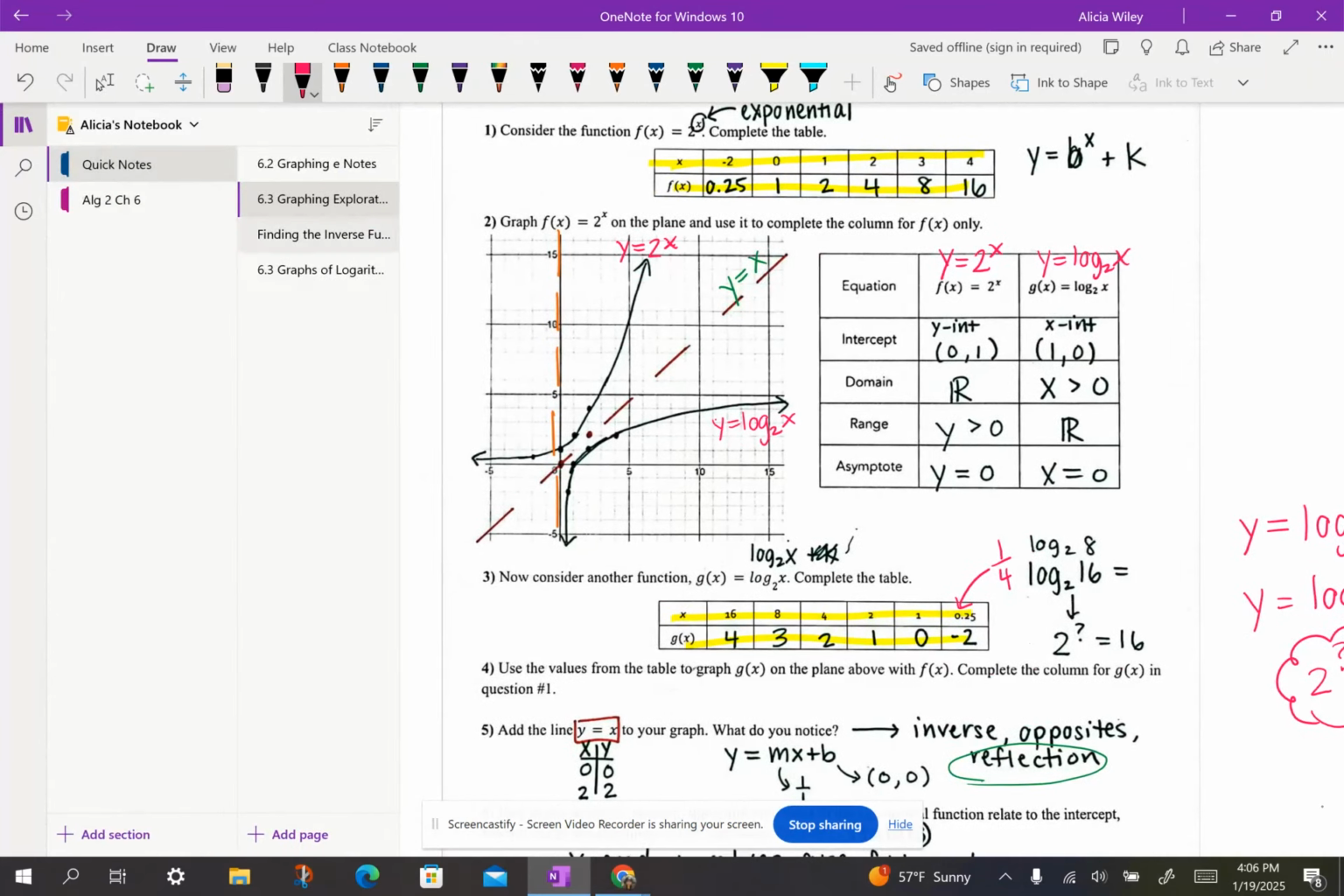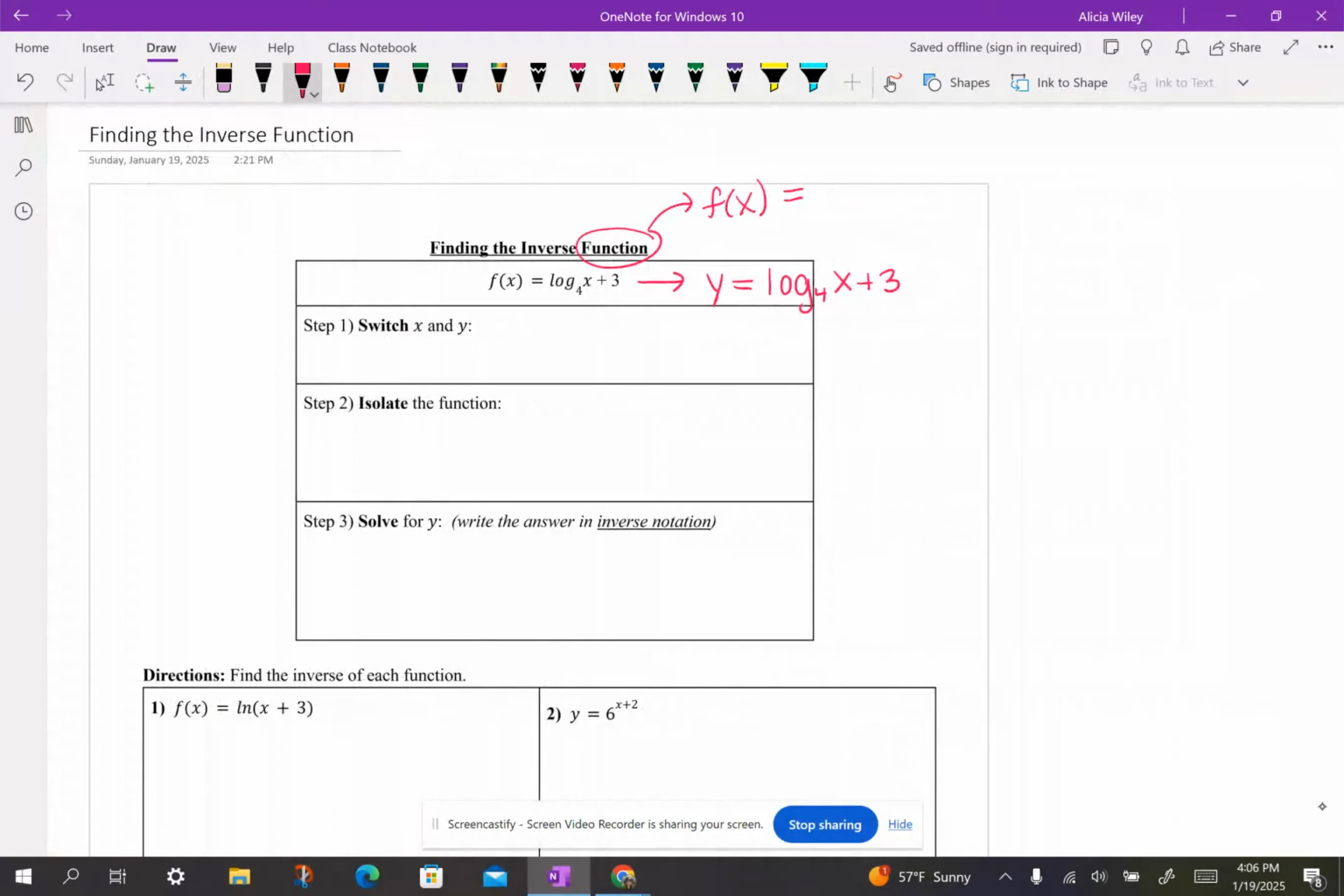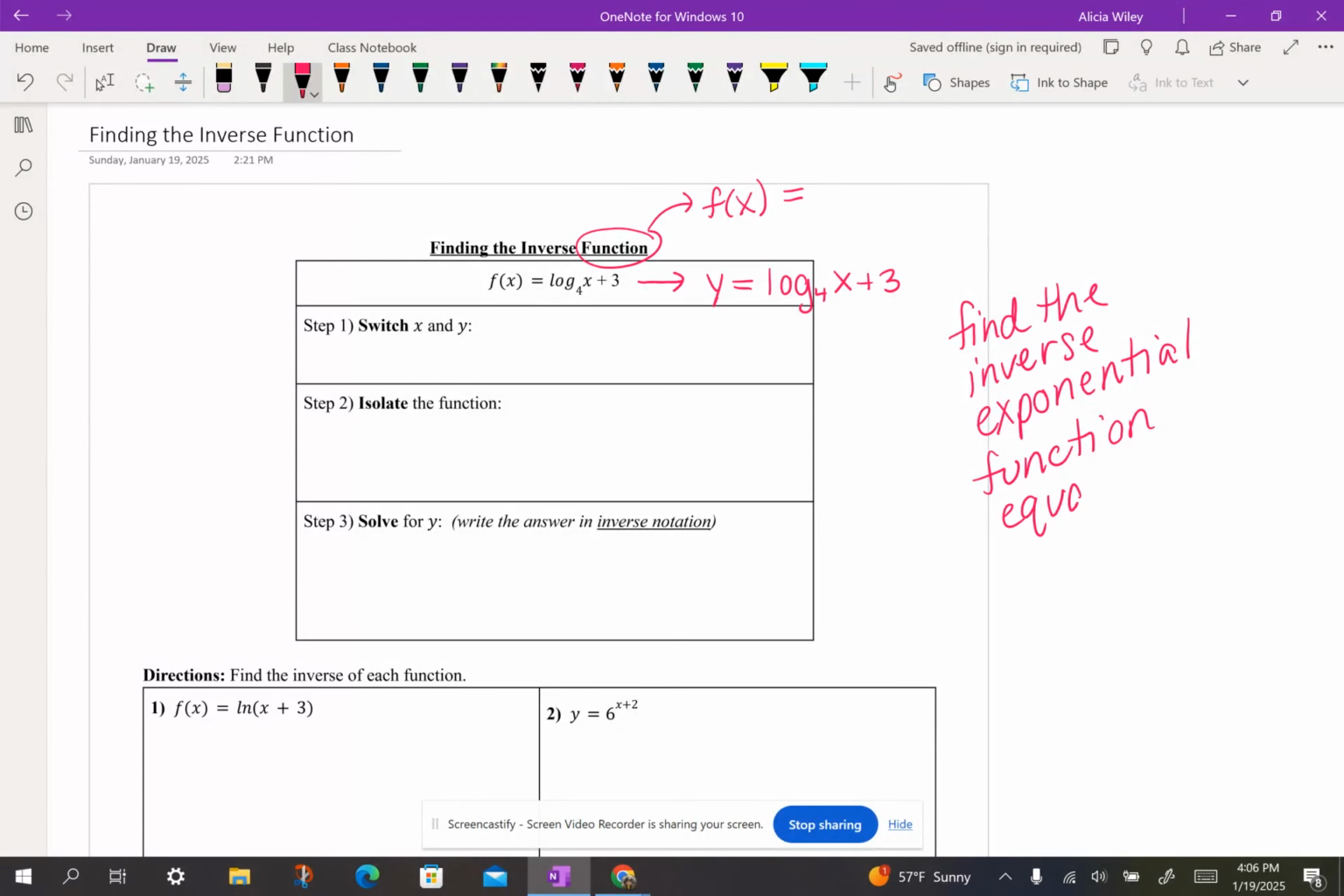So if we are given a function like this one here in this first example as a logarithm, and they ask you to find the inverse, what they are asking you to find is the exponential function. So on these problems, what we are trying to do is find the inverse exponential function equation. I'm going to say function equation because that's what it's going to be at the end. And you can write that on your paper here.